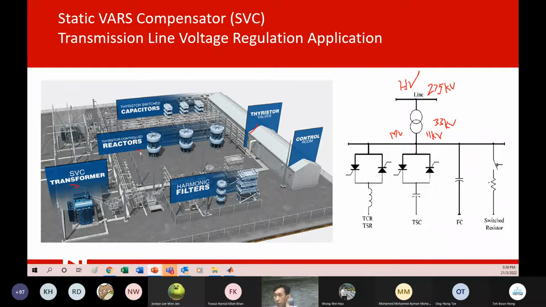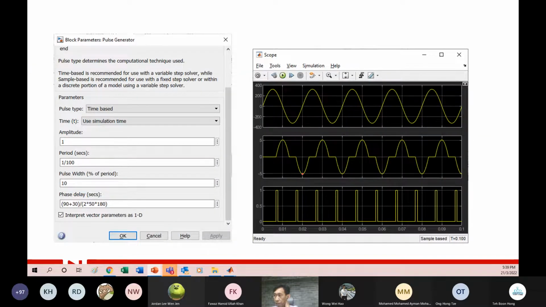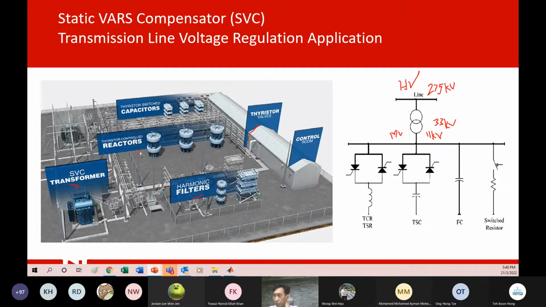And of course, they will also have a harmonic filter, which we are not discussing here, because when we alter the waveform like this, the current is also no longer a sine wave, right? So they will actually have harmonics, and in this case, usually it's all odd harmonics. So how to get rid of all these harmonics is basically they have a harmonic filter here. While you are controlling the reactive power, you are generating harmonics at the same time. So they will actually have a harmonic filter.